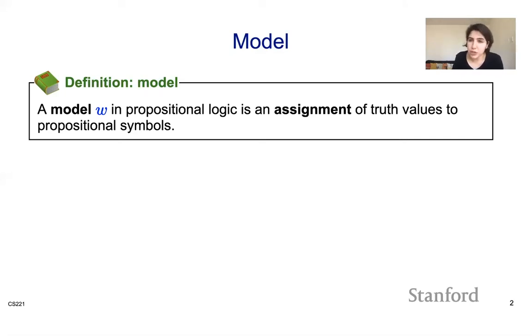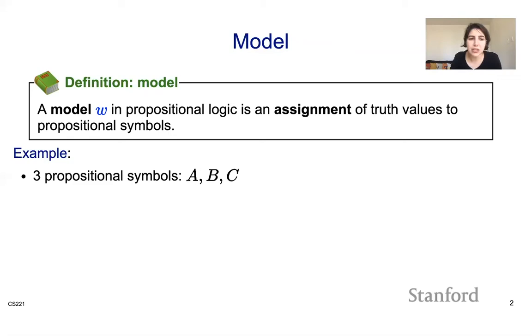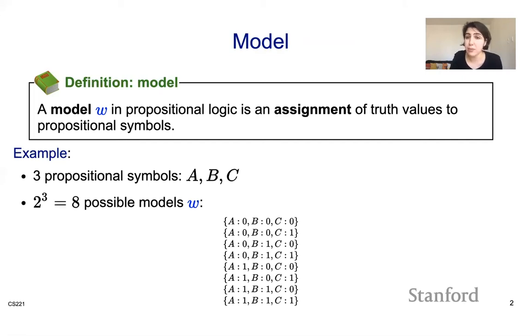So I'm going to use the word W for a model, W for world. So a model W in propositional logic is just an assignment of truth values. Okay, so what does that mean? Let's look at an example. For example, let's say we have 3 propositional symbols, A, B, and C. How many models do we have? Well, we can have 8 possible models, right? 2 to the 3 possible models or worlds that we can live in. And a particular W, a particular model, is going to be a particular assignment. So for example, I can pick A equal to 0, B equal to 1, and C equal to 0, and that's a model. That is one W that corresponds to an assignment of truth values to propositional symbols.